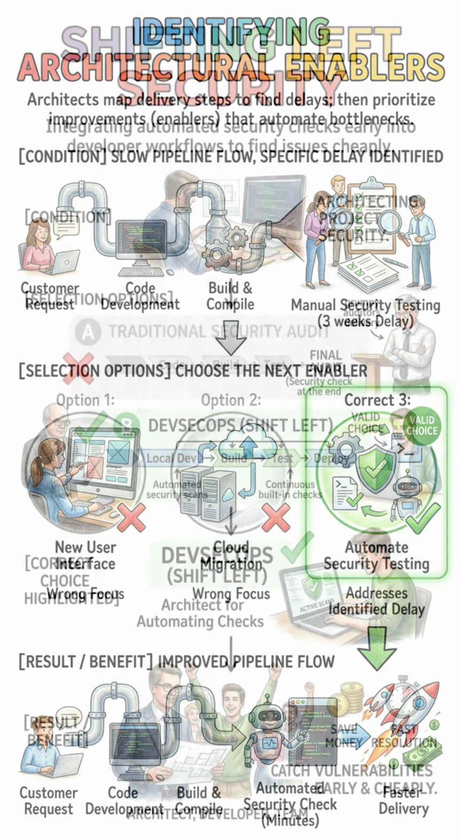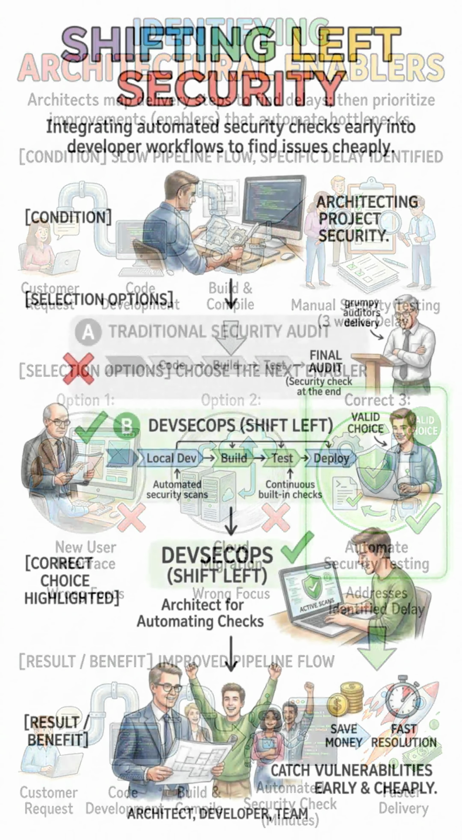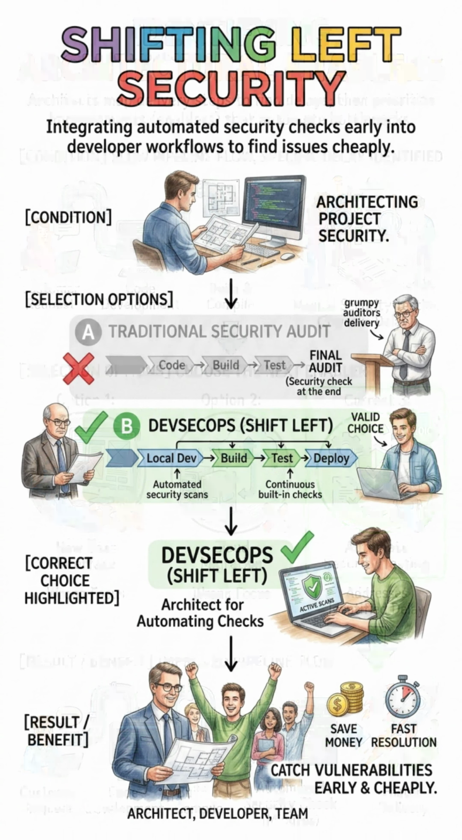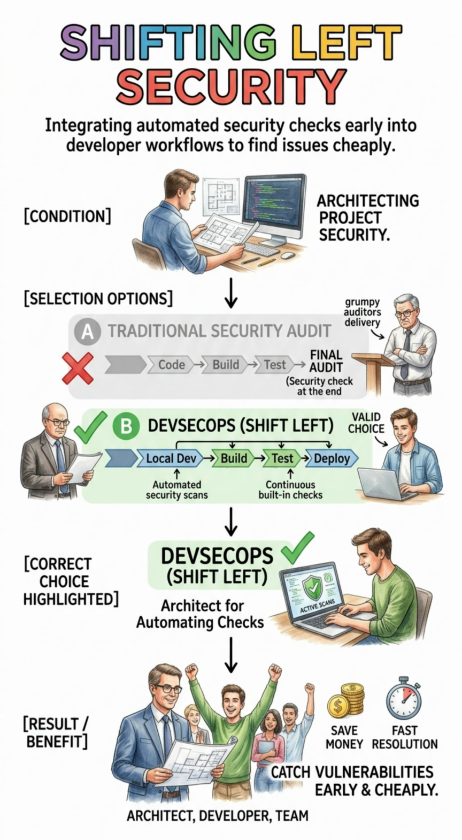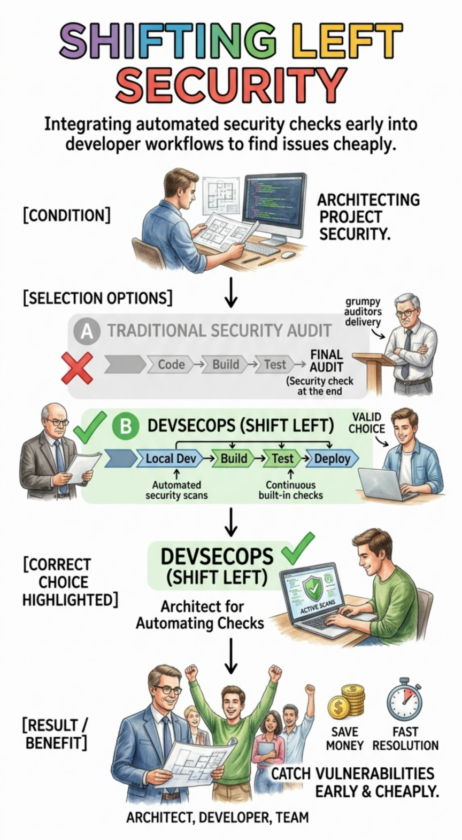Speaking of security, the exam will heavily emphasize the concept of DevSecOps, which integrates security practices directly into the daily DevOps workflow. Instead of treating security as a final audit at the end of the project, you must architect the system to include automated security checks in the local environments of your developers. This practice, known as shifting left, catches vulnerabilities early when they're cheapest and easiest to fix.